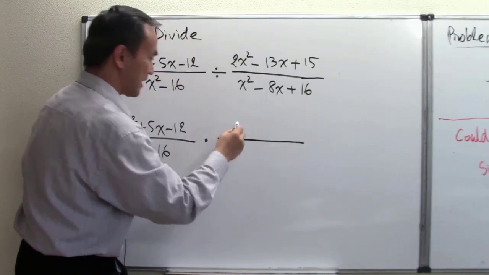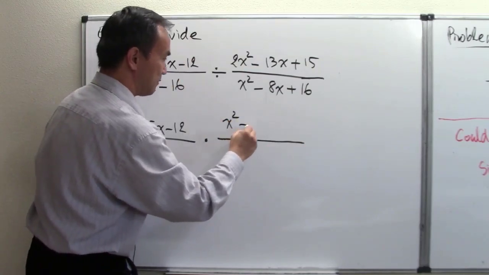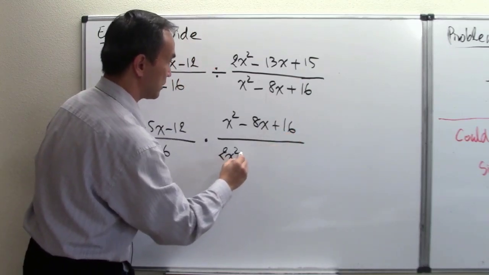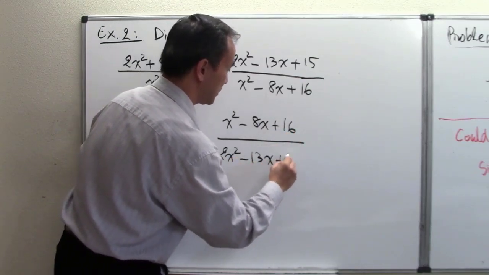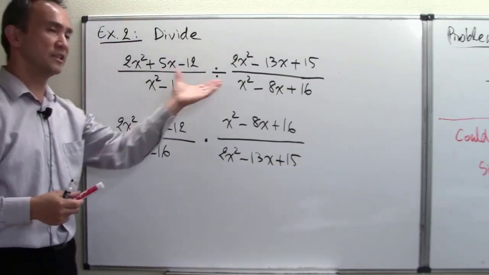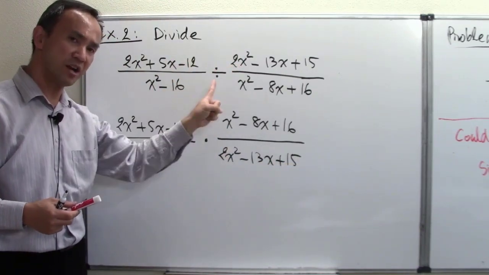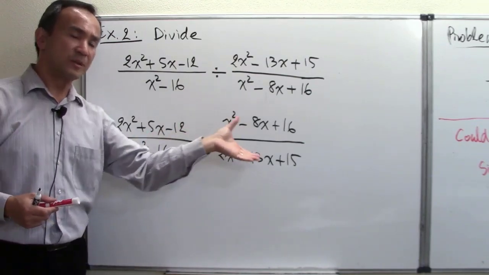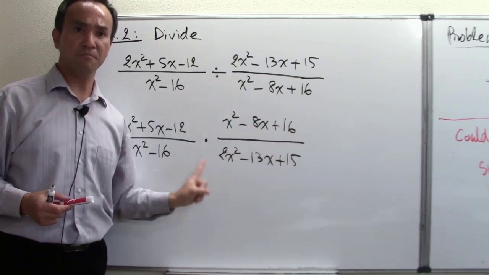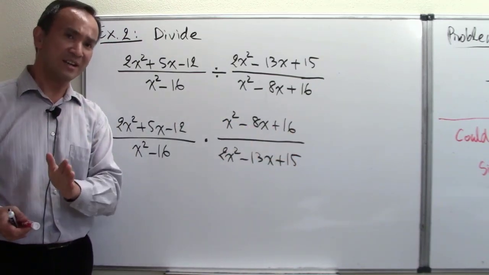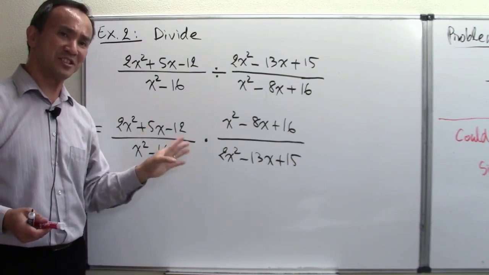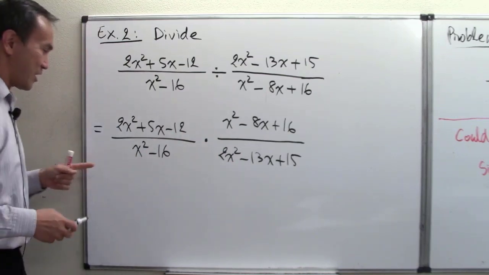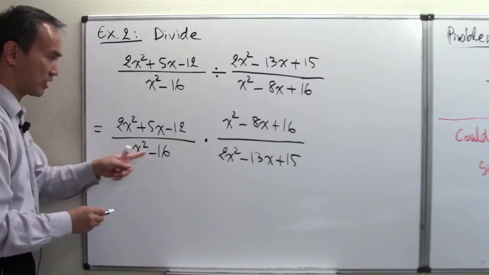So now this is how the reciprocal looks: x squared minus 8x plus 16 over 2x squared minus 13x plus 15. Clearly the division problem was rewritten as a multiplication problem. From this point on, our only responsibility is to carry on with this problem as a multiplication, and so it is important that we master the skill of how to multiply any two rational expressions. It's simply just that.